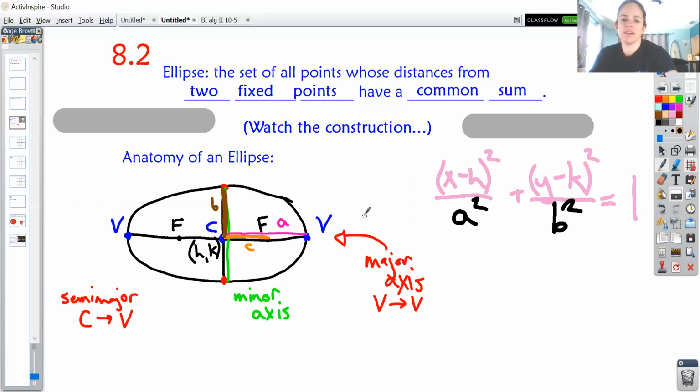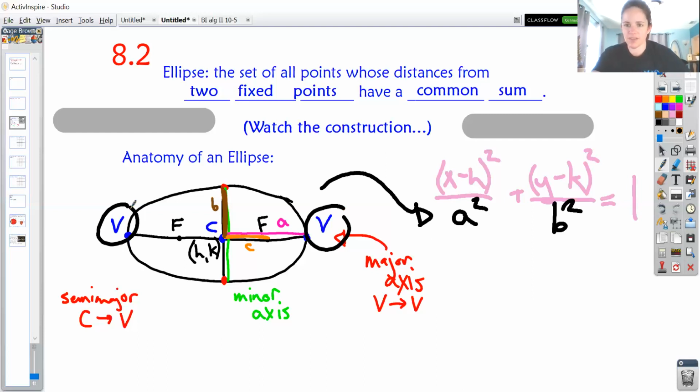This is because the ellipse that I drew is centered horizontally, so the a is in the x direction. If the ellipse was centered vertically, then the a would go underneath the y component. So in this picture, the a, which is the distance from the center to the vertex, goes underneath the x because the vertices are aligned horizontally. You'll be able to see an example in just a second of where the vertices will be aligned vertically, and that's a little bit different.